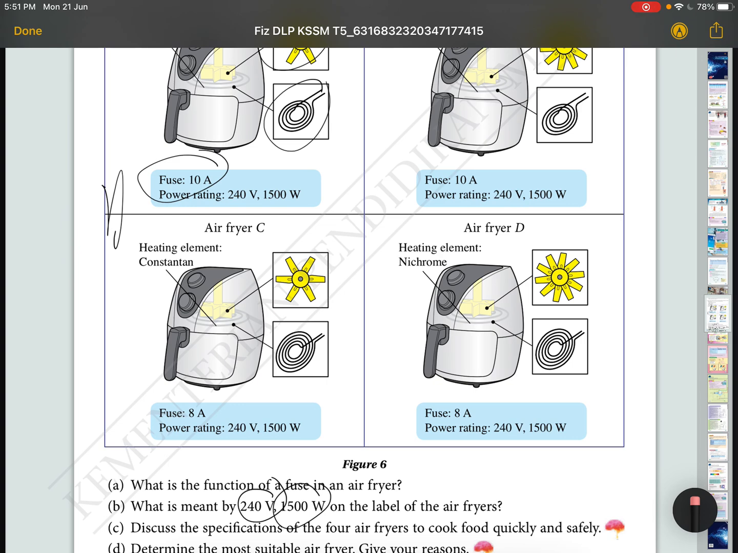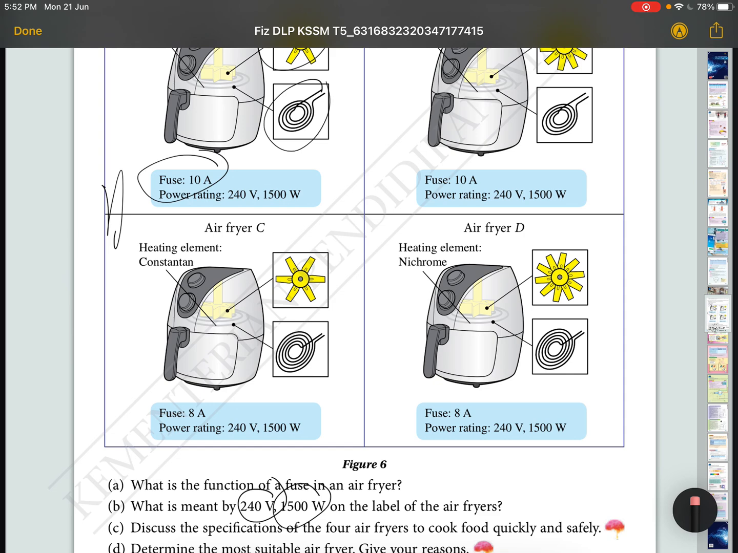So why do you want high resistance? Because high resistance means more energy will be released. When more energy is released, more heat will be released, because normally resistance is released in the form of heat energy.